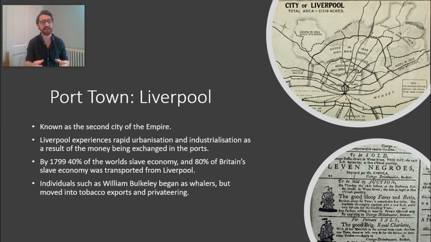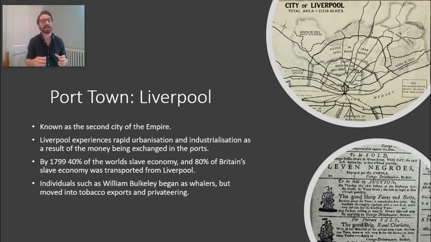And this creates, I've spoken about this a little bit before, a new class that is forming in England and throughout Europe of people who are making money from this trade. One of the most famous sons of Liverpool is an individual called William Bulkeley, who began as a whaler, but moves into tobacco exports. And also, after he makes money through tobacco, begins privateering expeditions to raid Spanish and Portuguese ships. So this new middle class of aspiring businessmen form in these systems.